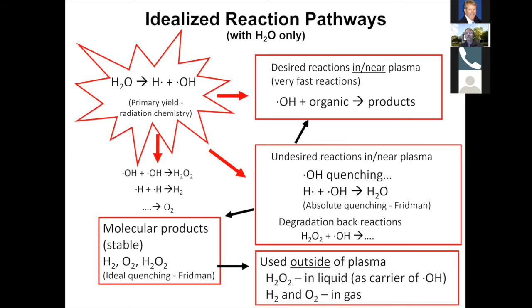So one of the limiting factors in designing our reactors is to reduce these back reactions. So when you make OH radical, you don't want it to go back to water. So this is a key component in terms of how fast the reaction is with the OH radical.